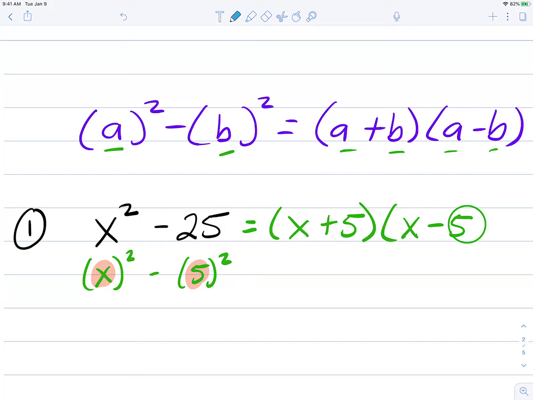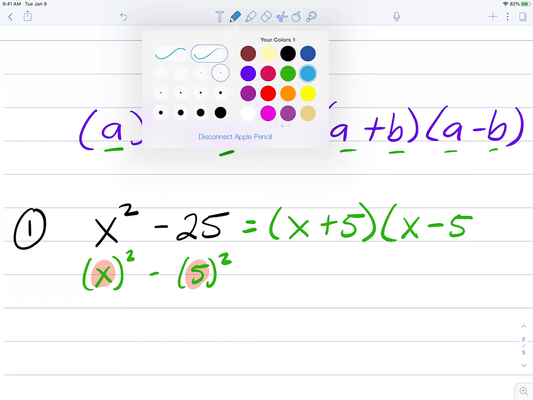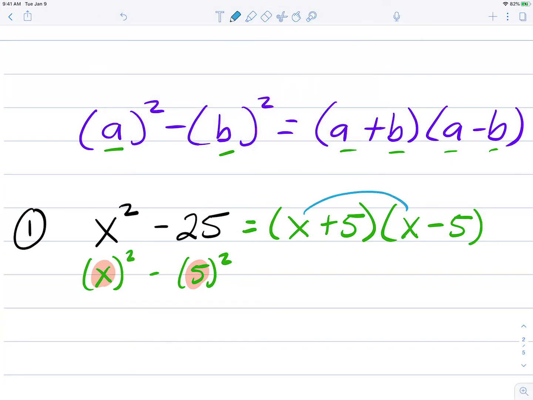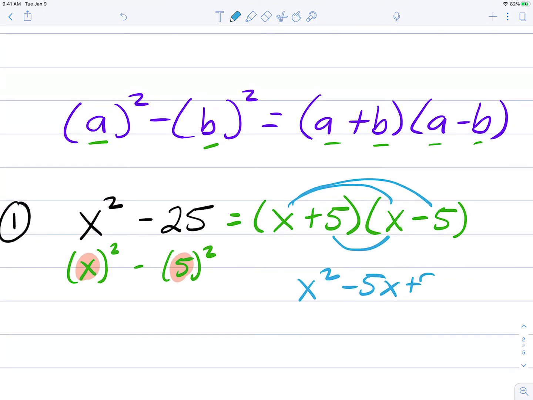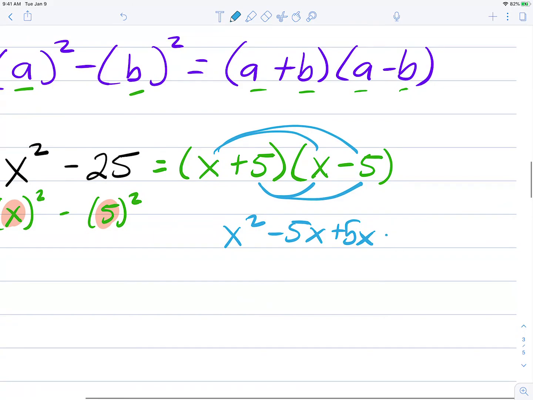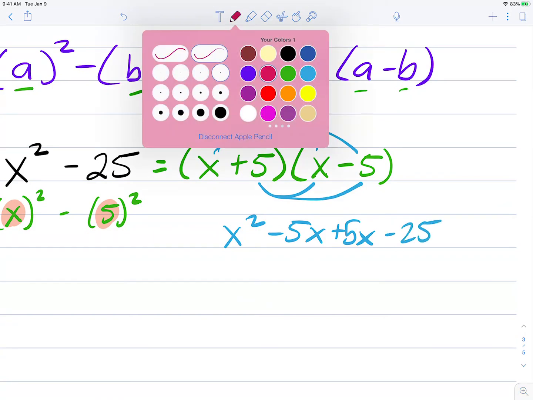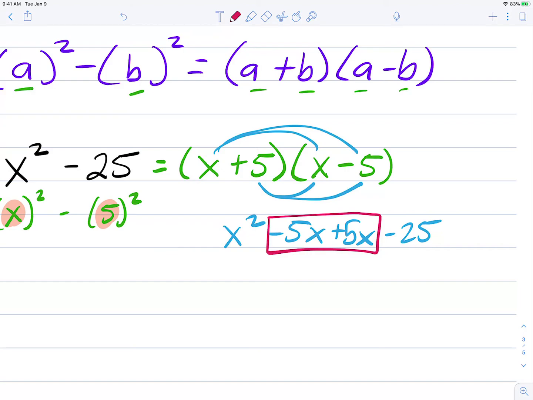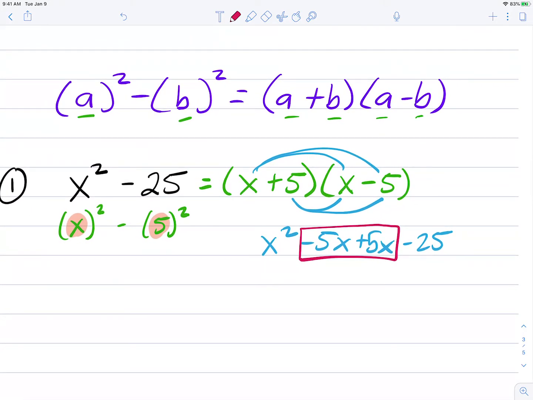Now, if I was to double check that really carefully, my parentheses turned into a circle. If I were to check that really quickly, x times x is x squared, x times negative 5 is negative 5x, 5 times x is a positive 5x, and 5 times negative 5 is, whoops, my iPad is having a life of its own right now, negative 25. Our middle terms add to 0, which is exactly what happens in a difference of two squares, and what we would get is exactly what the original problem was.